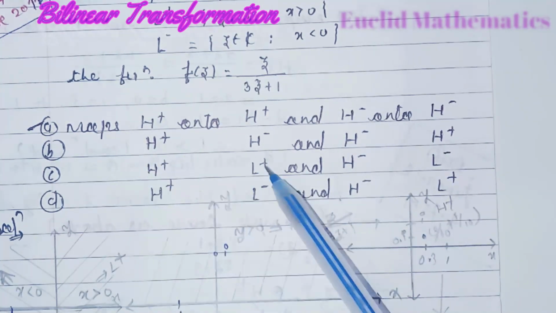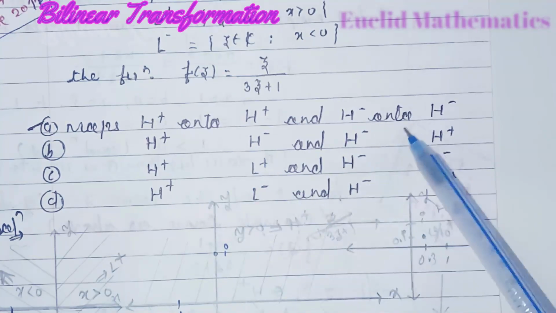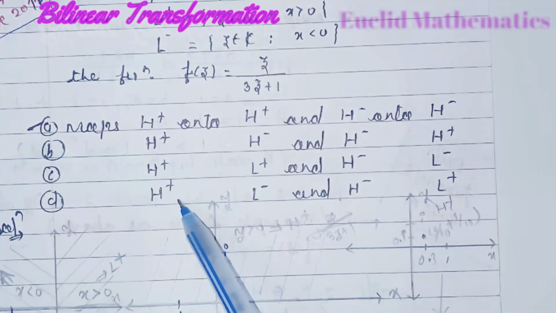Option C says that h plus goes to L plus, never possible. It is also not true, we found that in our answer. This is also wrong. And the fourth says h plus goes to L minus and h minus goes to L plus, never possible.